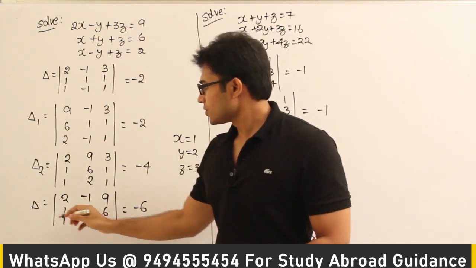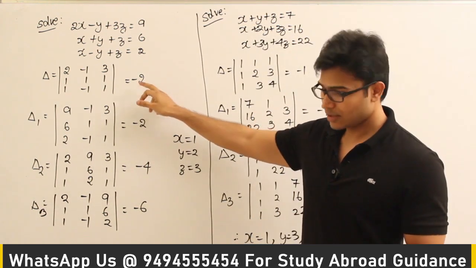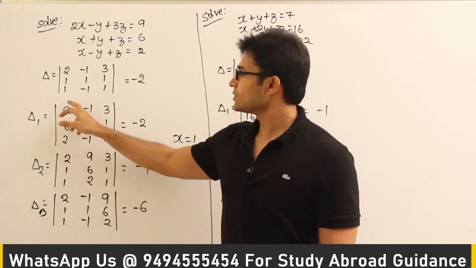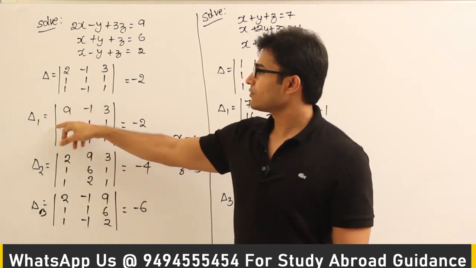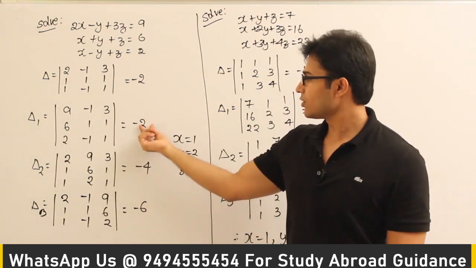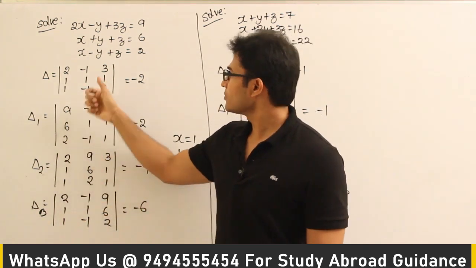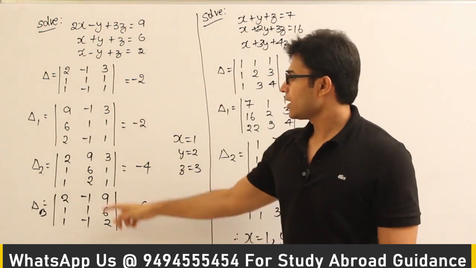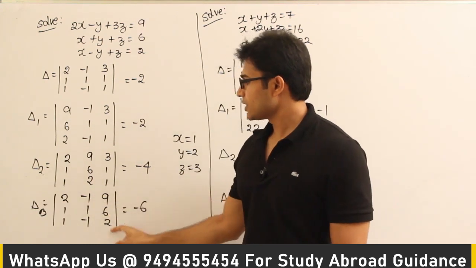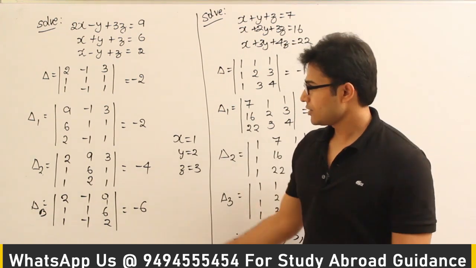After finding out that delta is non-zero, which means here we got delta equal to -2, which is not 0, then we can find out delta 1. Delta 1 is nothing but replace the first column by this one, and you can find out the value of the determinant. Here I got it as -2, and delta 2 is nothing but replace the second column by this one, and we got the value of this one as -4. And delta 3 is nothing but replace the third column with this one, and I got its value as -6.